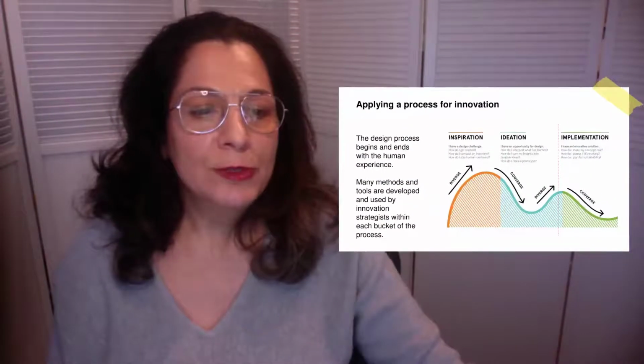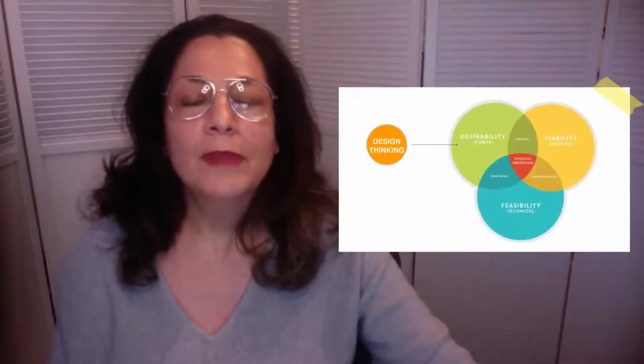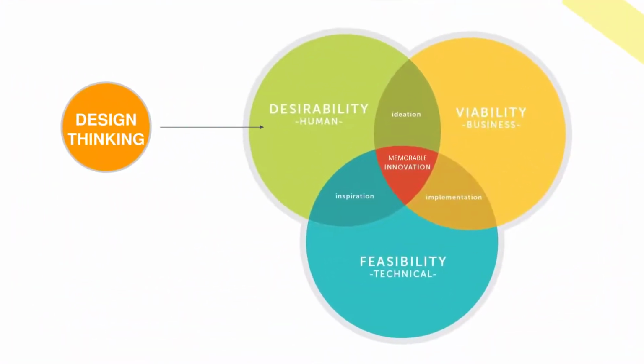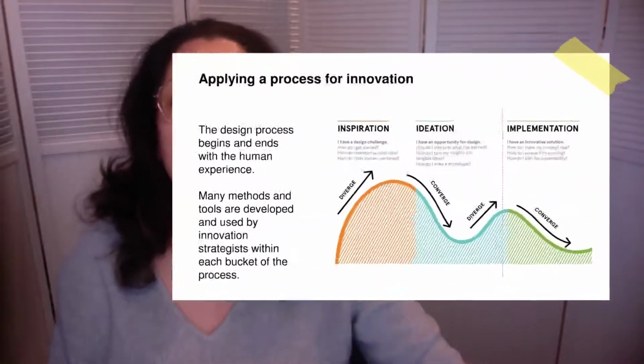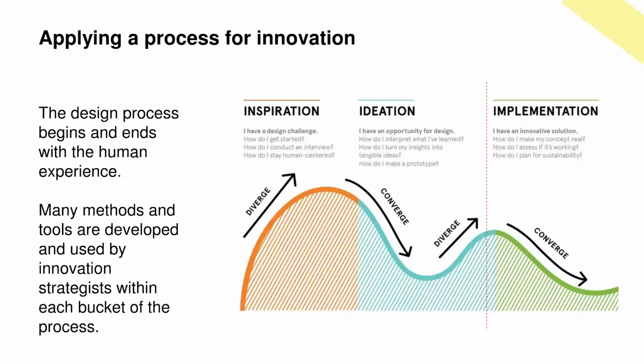This diagram is a Venn diagram, and it shows innovation happens at the intersection or the sweet spot when a solution is desirable, viable, and feasible, thus making it memorable. The design thinking process addresses the human side of the equation. When applying the design process, it always begins and ends with the human experience.